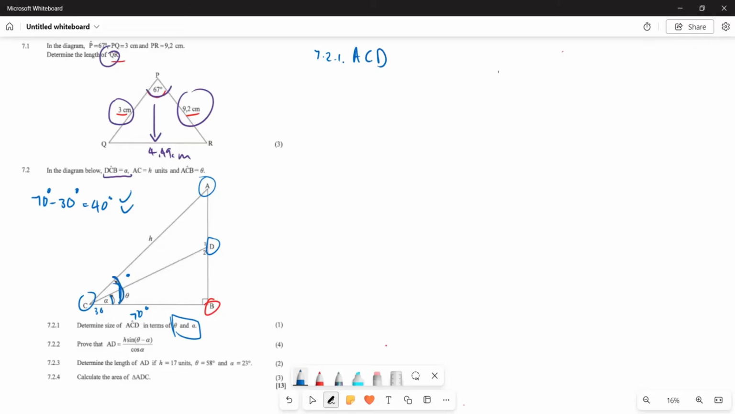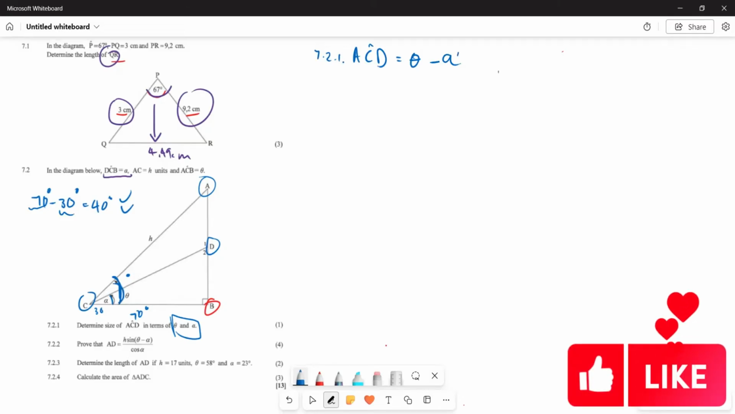Got this theta as your 70, which means you are going to say now this was going to be your theta, subtract what? Subtract your alpha, because even here, if you're given the values, it was going to be 70 subtract your theta, right? So basically your angle ACD is going to be given as theta subtract alpha. Then you are absolutely correct, and you are done with your 1 mark in there.